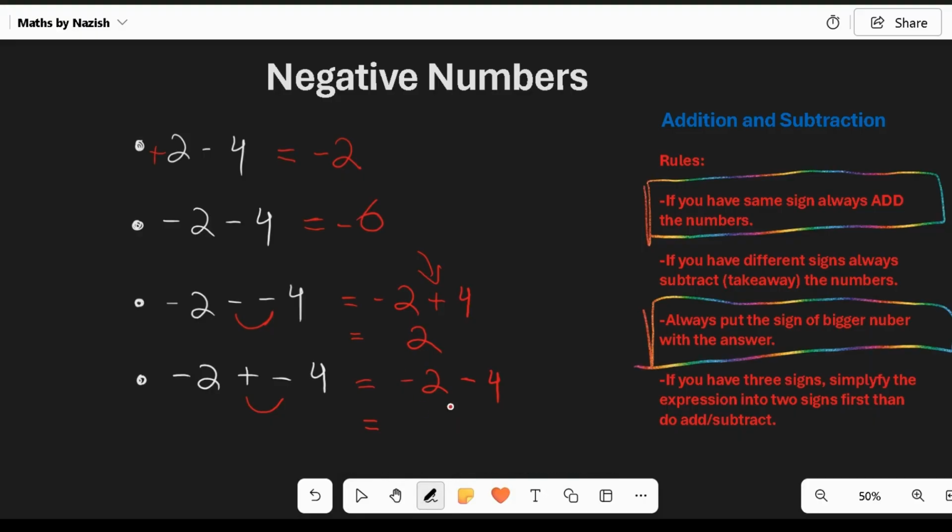So negative 2 and negative 4 will give me 6, and the bigger number is 4 and 4 has a negative sign, so it's negative 6.